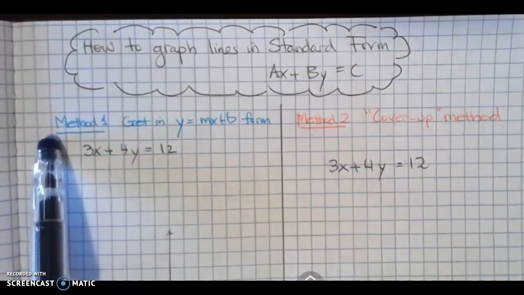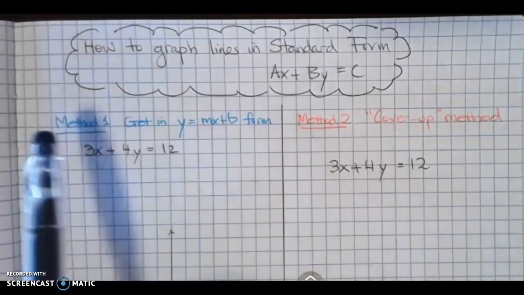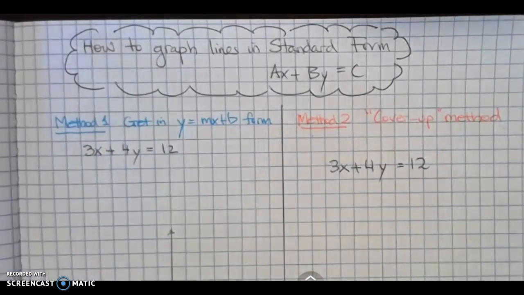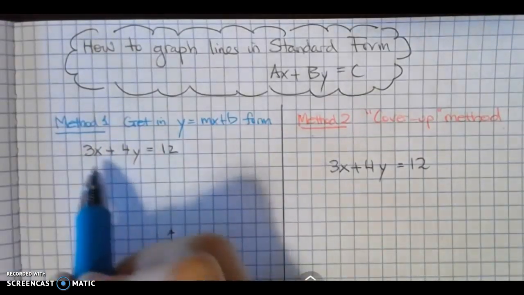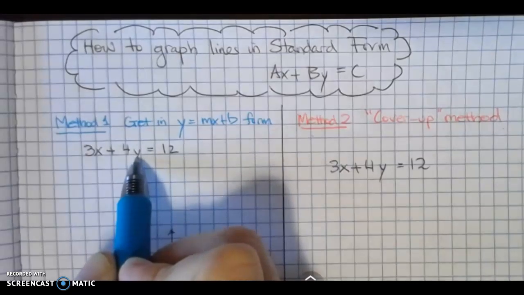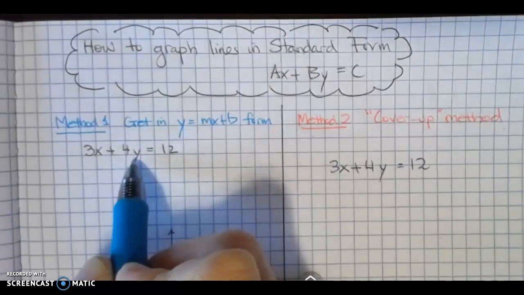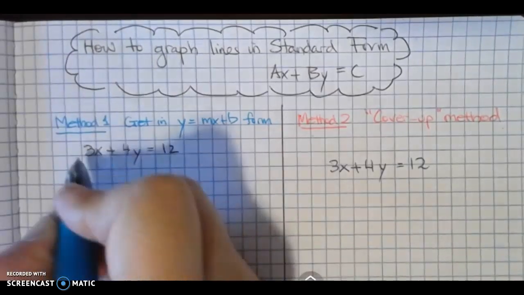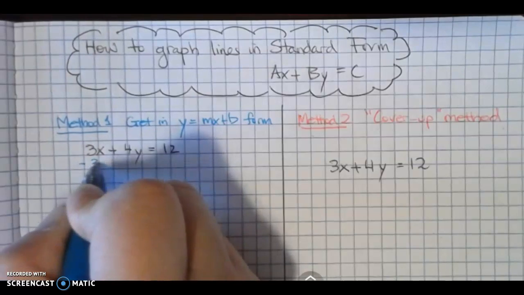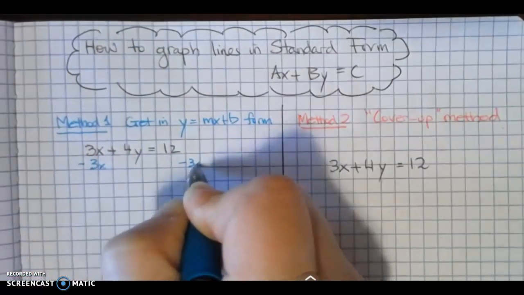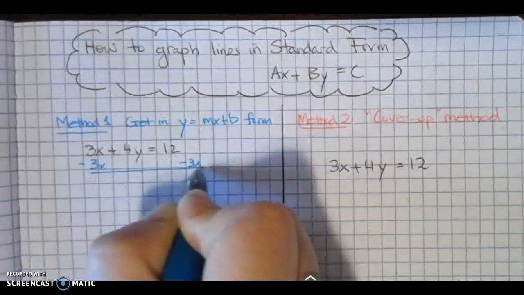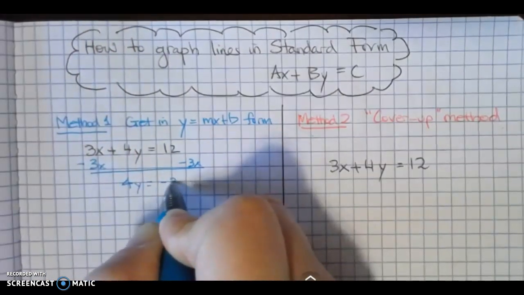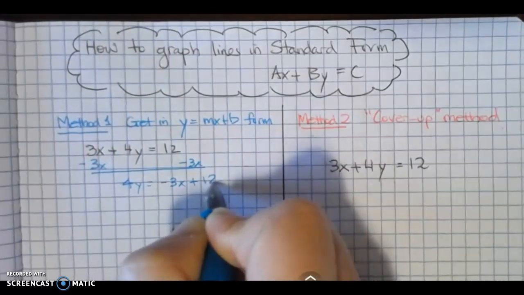Up till now, the only way we could graph them was to convert them into y equals mx plus b form. So let's show that method. What do we do? Well, we want to isolate y. That means we want to get rid of anything that's around y. So we want to get rid of 3x and we want to get rid of 4. We get rid of the 3x by subtracting 3x from both sides, which leaves me with 4y is equal to negative 3x plus 12.